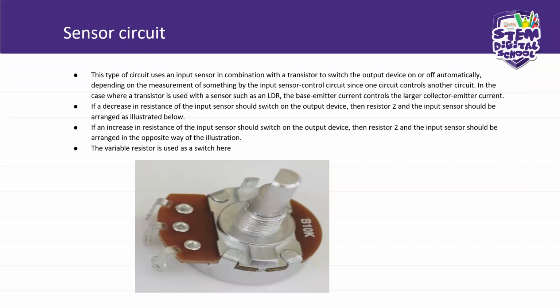Okay, this type of circuit uses the sensor circuit. It uses an input sensor in combination with a transistor to switch the output device on or off automatically, depending on the measurement of something by the input sensor circuit, since one circuit controls another circuit. In the case where a transistor is used with a sensor, such as an LDR, the base emitter current controls the larger collector emitter current. So you need a transistor in such a circuit, in a sensor circuit. You need a transistor. We explained that the transistor can work as a switch. It can do an on and off function in the circuit.